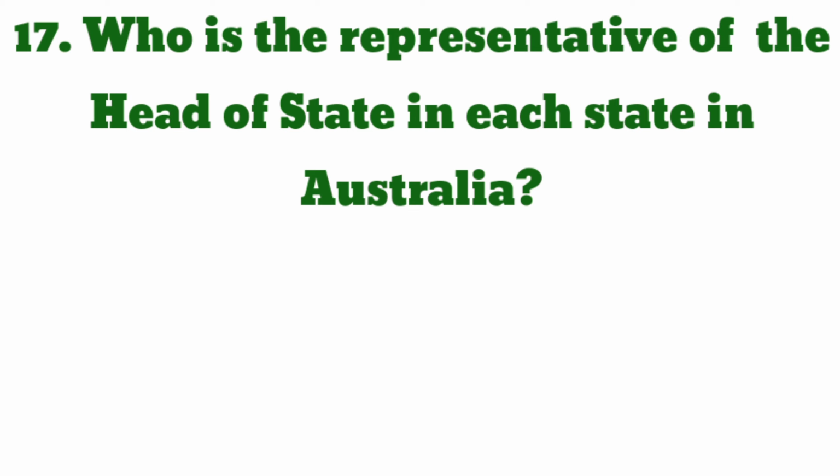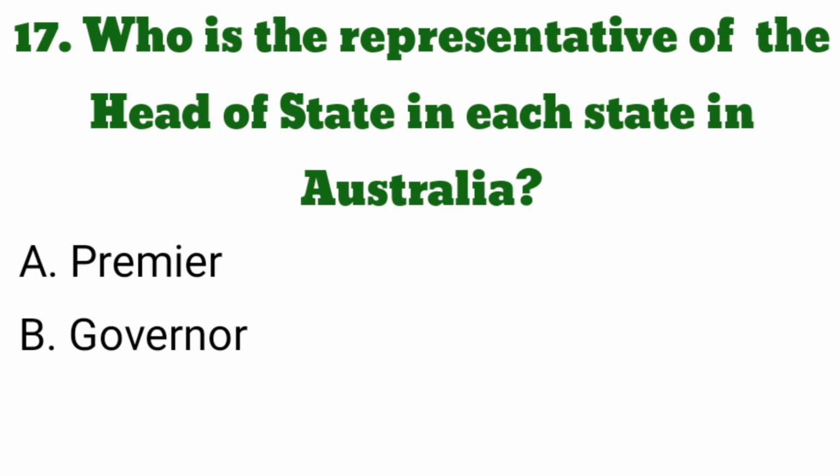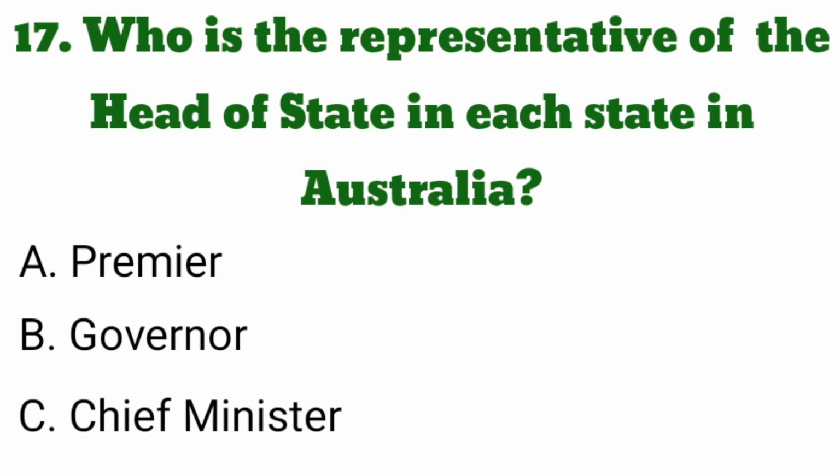Number 17. Who is the representative of the head of state in each state in Australia? Letter A, Premier. Letter B, Governor. Letter C, Chief Minister. The answer is letter B, Governor.